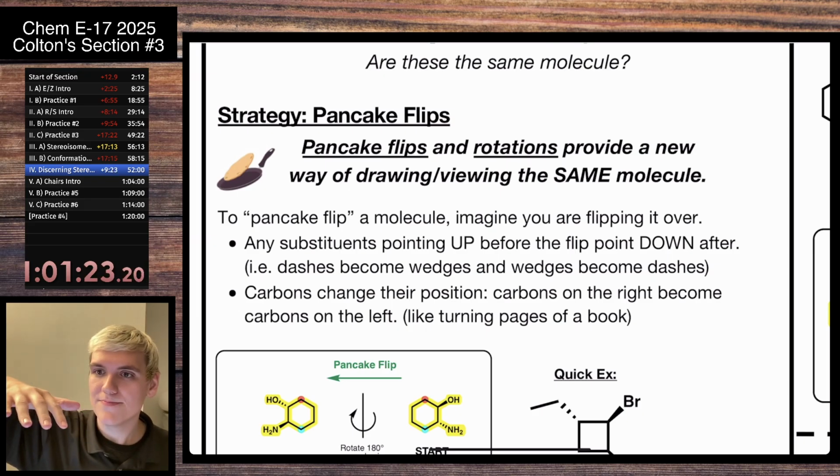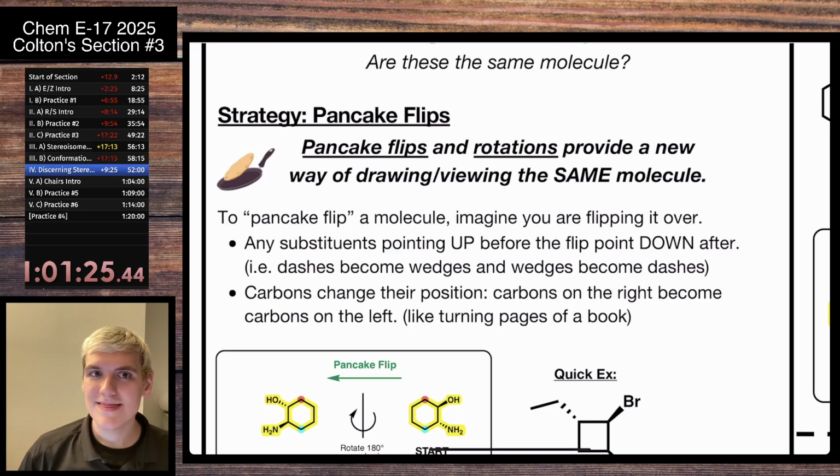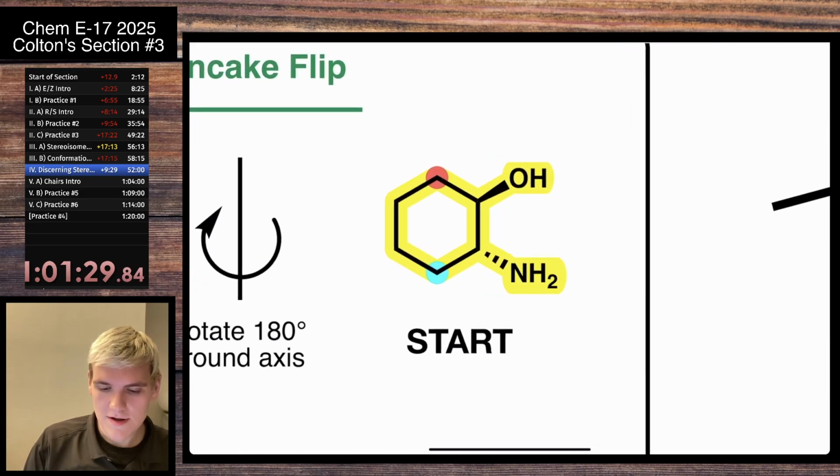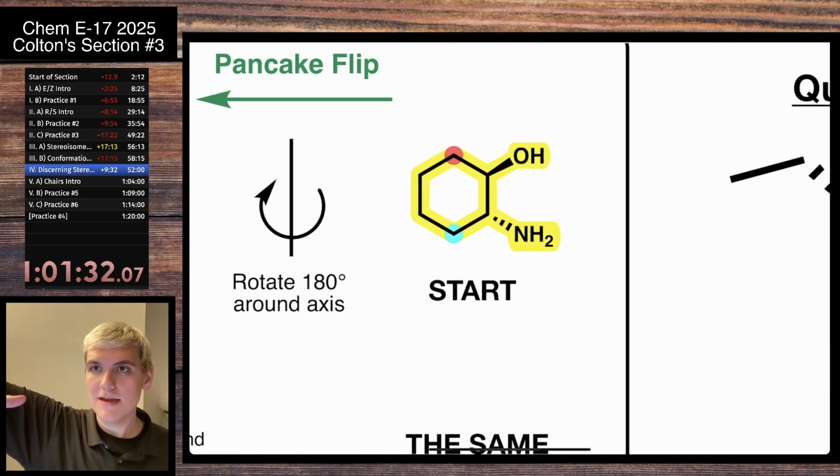So the bottom of the pancake we now flip over and is now going to be on the top. So let's think about this with things like dashes and wedges. So let's imagine that we start off with this molecule and we are viewing it from above. So like our ring is going to be flat. And my OH, that's a wedge that's kind of coming out of the page, I'm going to view that as going up.